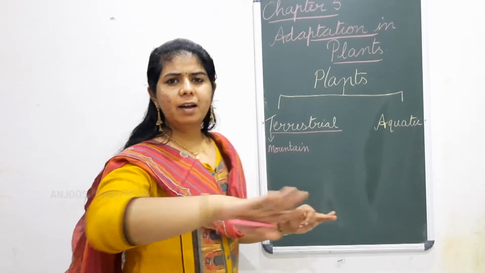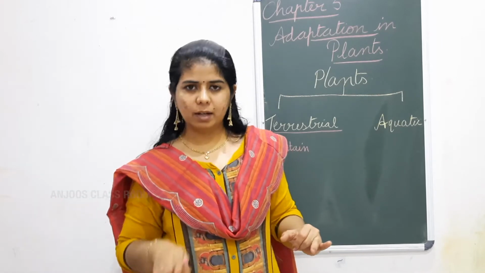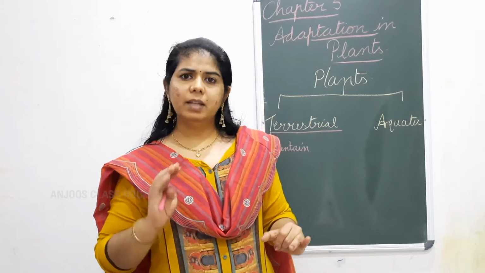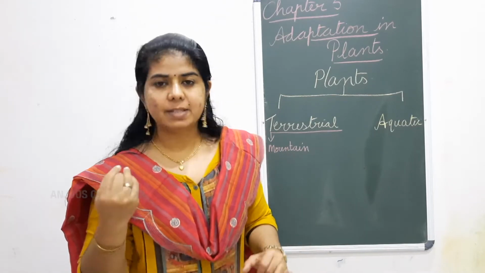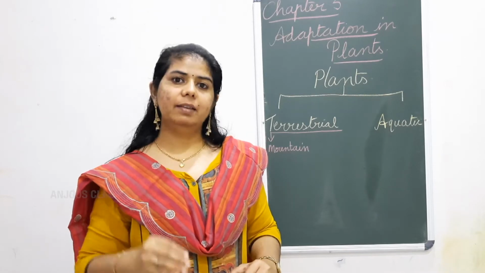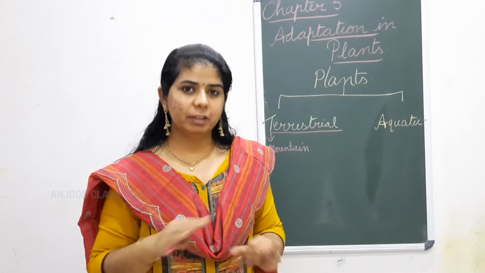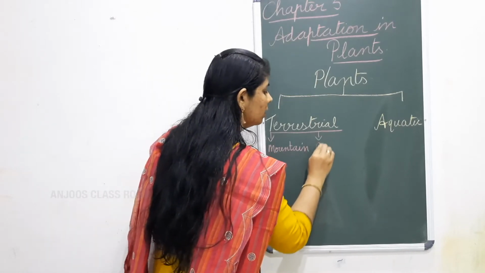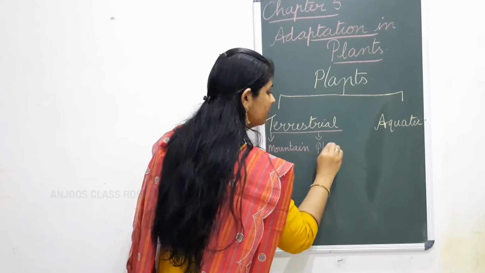Then the flat surface, good climate, no problem. We will get enough water and sunlight. That area is called the plain, the fertile land. There are plants which grow in that fertile land. That area is known as the plains.